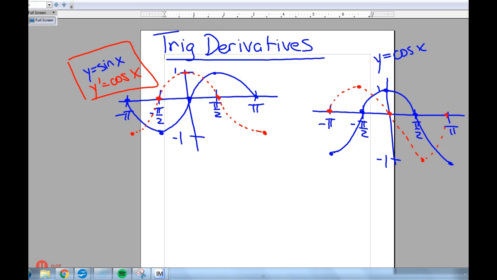So you can see that's not sine, because sine goes down and then up. It's the opposite of sine, because it goes up and then down. So the derivative of cos is negative sine.